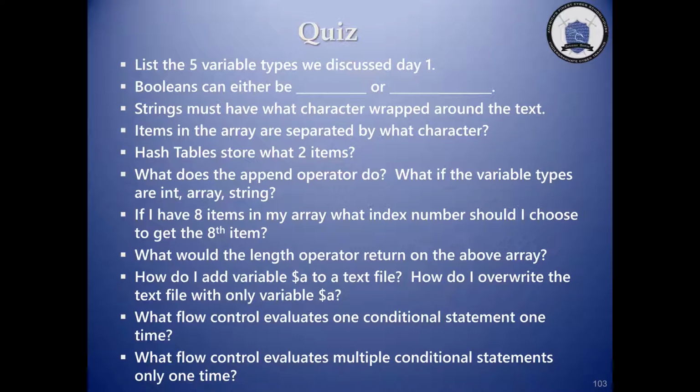How do I add variable A to a text file? So for that one, if I want to add it to the text file, I would do $A and double right angle bracket, so 2 greater than signs, and then the name of the text file. How do I override the text file with only variable A? That would just be a single right angle bracket. So I'd do $A, 1 right angle bracket, and then the text file name.